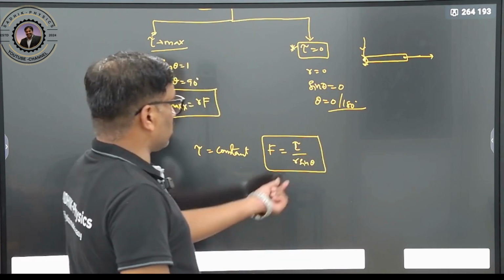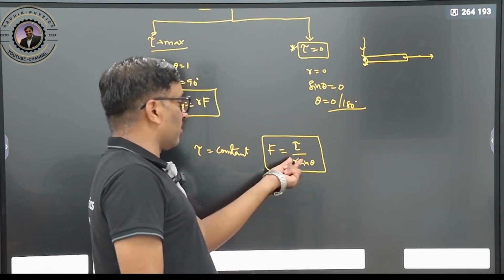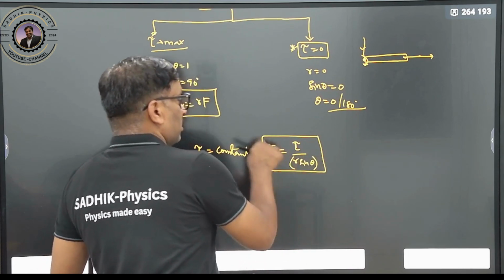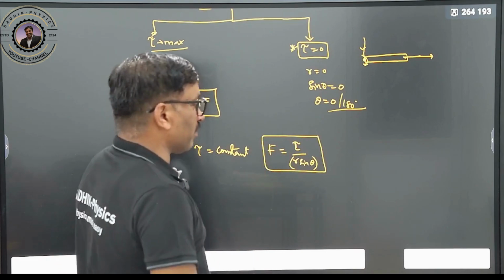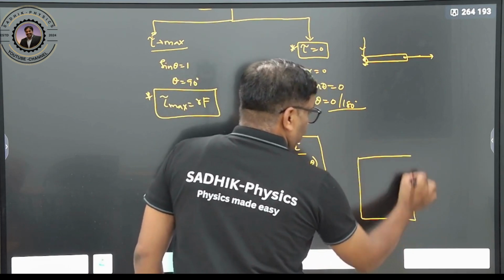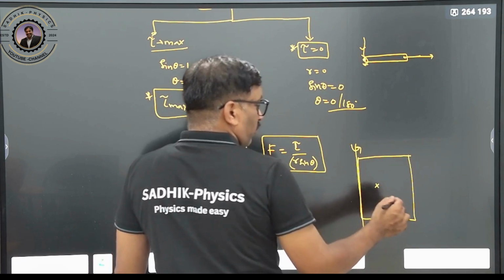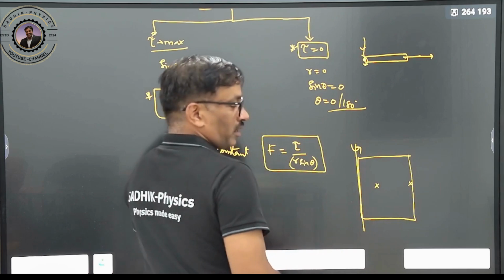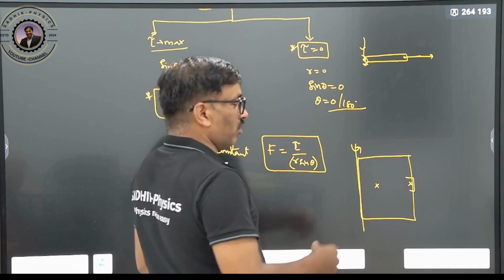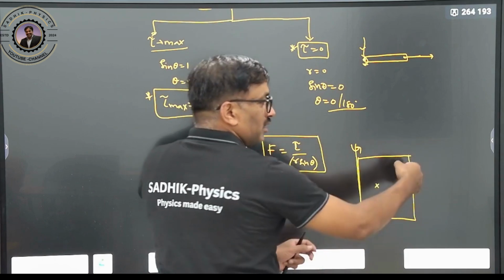That means if the distance is smaller, you require a larger force. If R sin theta is larger, then the force will be minimum. Suppose you have a door here, and this is your axis of rotation. If you are exerting the force here, mostly the handles are kept at the corner. Why? Because the distance will be larger, so that it will be able to move very easily with less force.